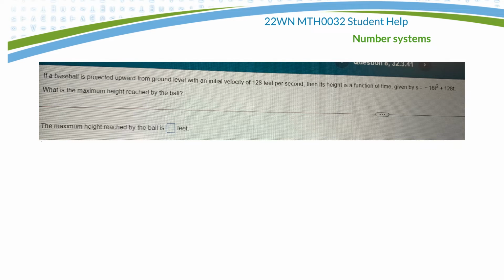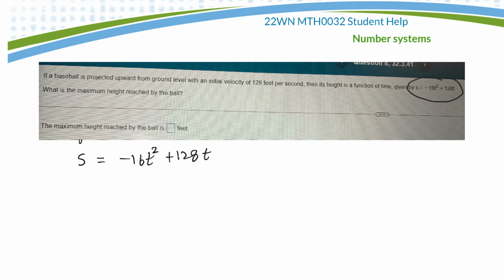All right, here's a good question where you're asked to find, you've got a ball thrown up, velocity, whatever, and it gives you this function. Let me write that down. S is equal to minus 16 t squared plus 128 t. And they say, what's the maximum height reached by the ball?